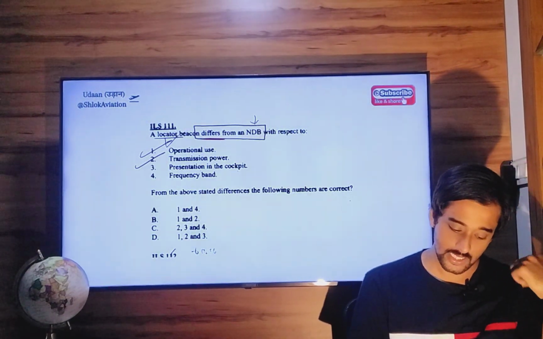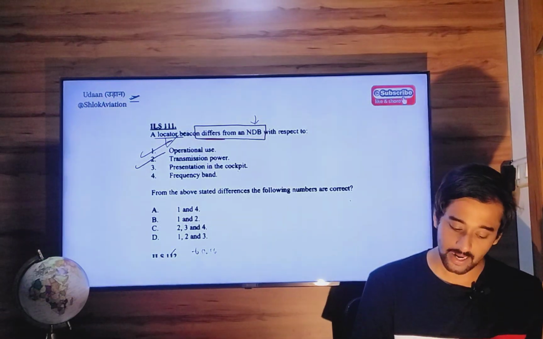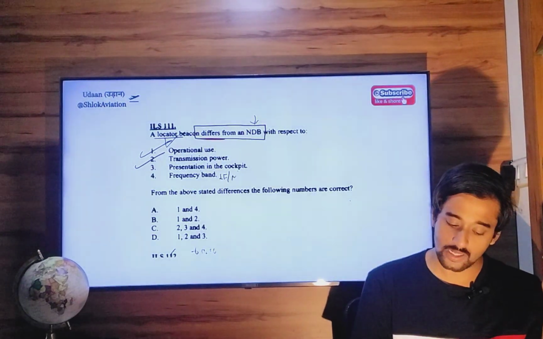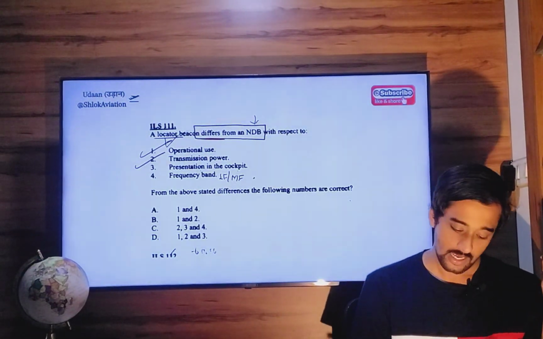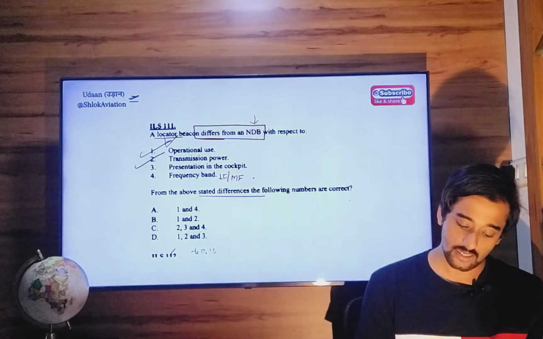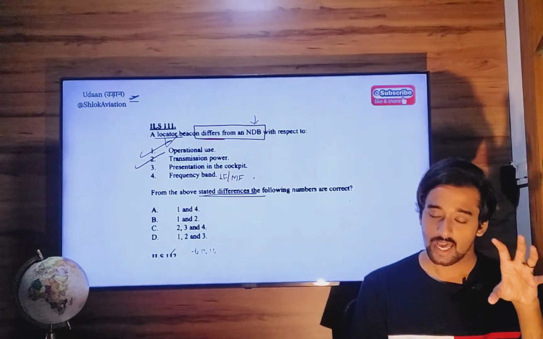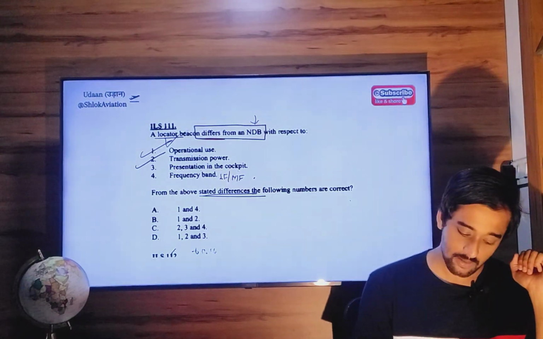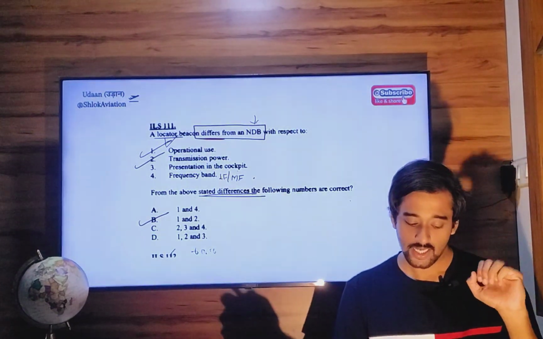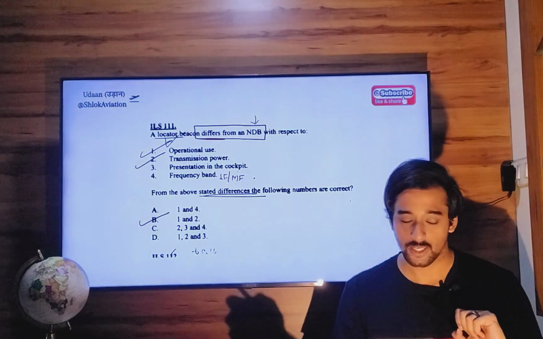Next is frequency band. Both of them use the low frequency and medium frequency band. So the differences are limited to operational use and transmission power. So statements 1 and 2 are the right ones. So option Bravo will be the correct option.